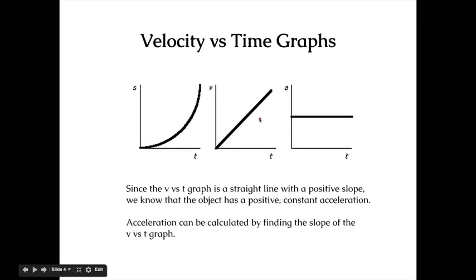How would we know exactly what that level of acceleration is? From a graph, we could find that by taking the rise over the run. In other words, taking the slope of this line. So if I take the slope of a line on a velocity versus time graph, I can find the rate of acceleration.